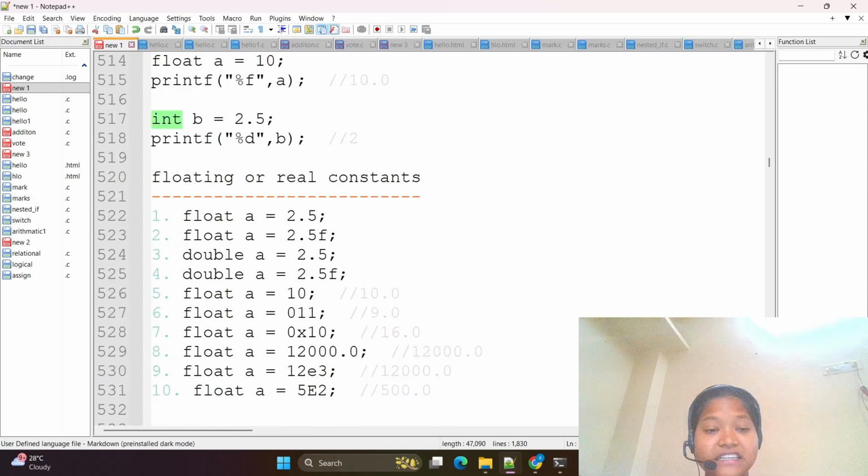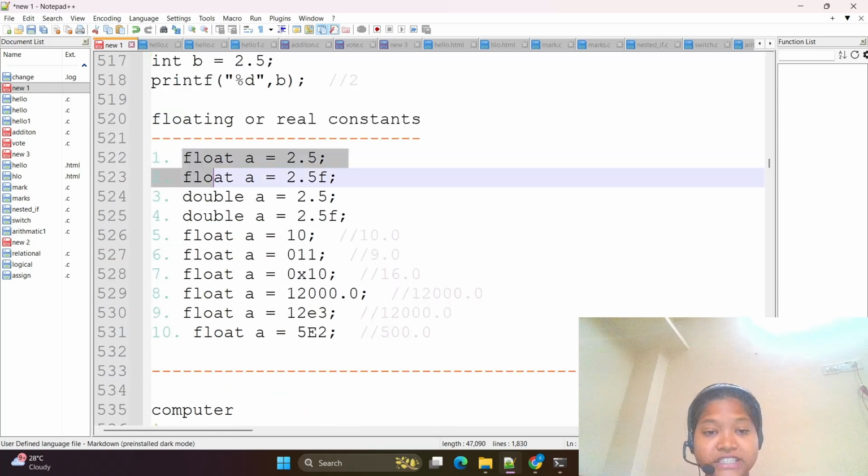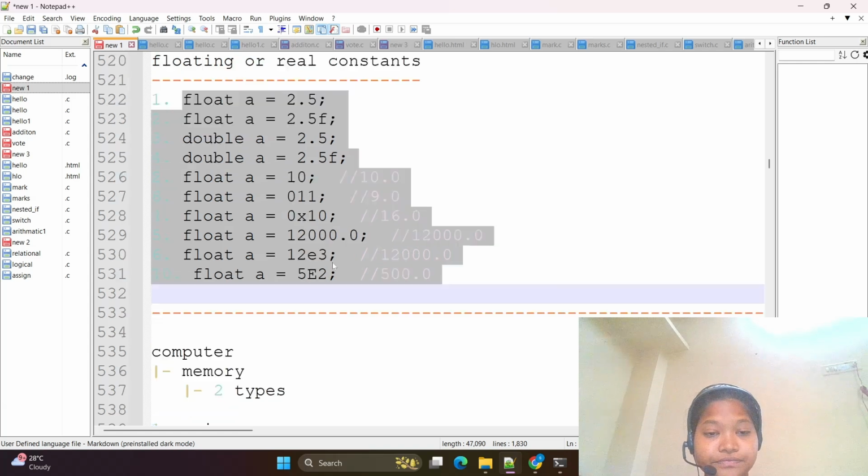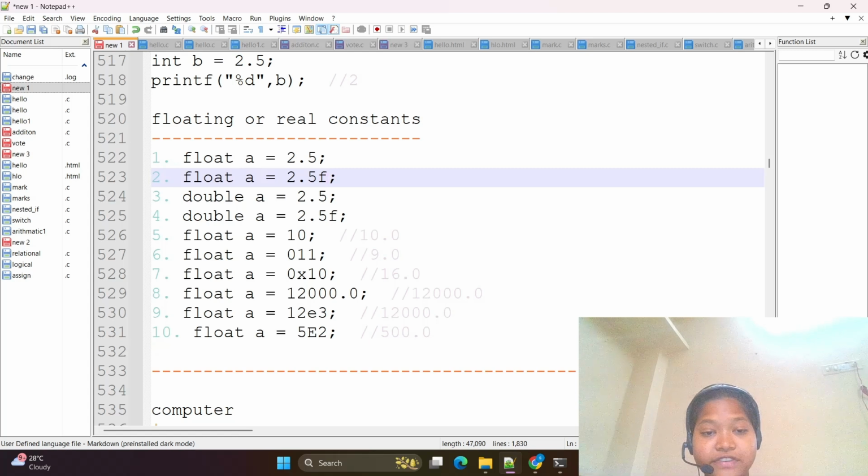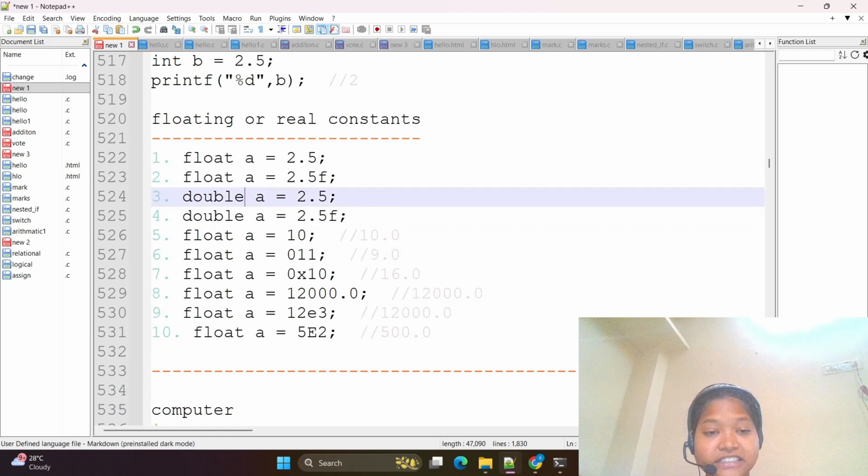Floating or real constant. See, these are floating numbers. As a suffix we are using f. These are double values, and this is a float value.